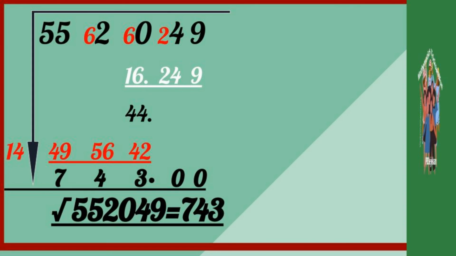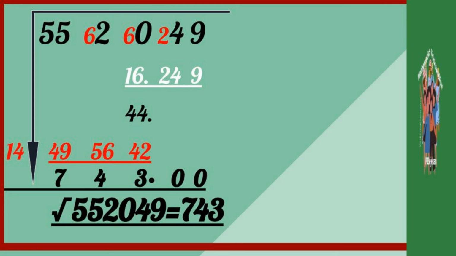Next, double of 7 is 14. We'll take 14 as the divisor. Now 62 should be divided by 14. 4 into 14 is 56. We'll subtract 56 from 62. We get a balance 6, which we'll place in front of 0 to give 60. Now the square of 4 is 16. We'll subtract 16 from 60 to give balance 44.